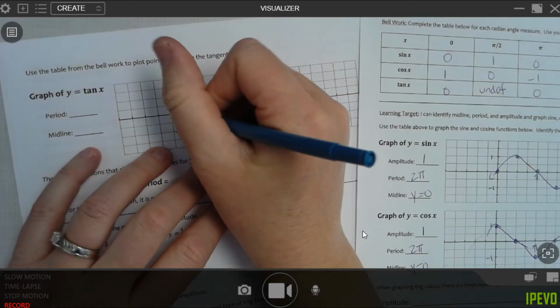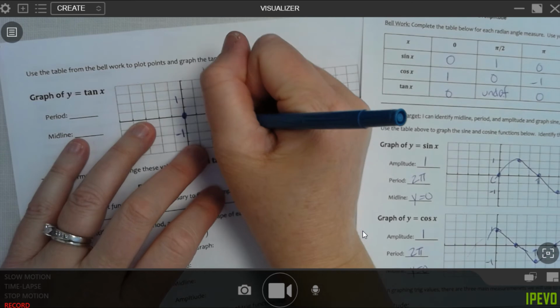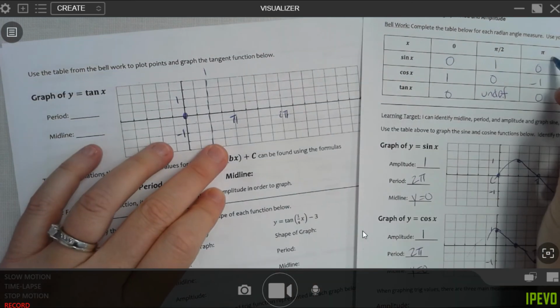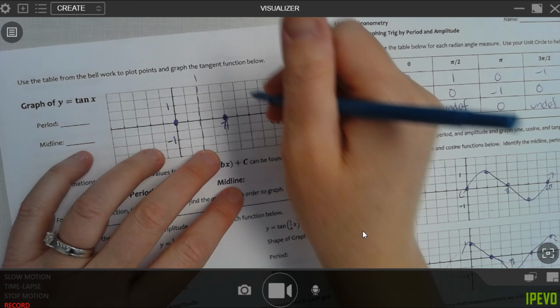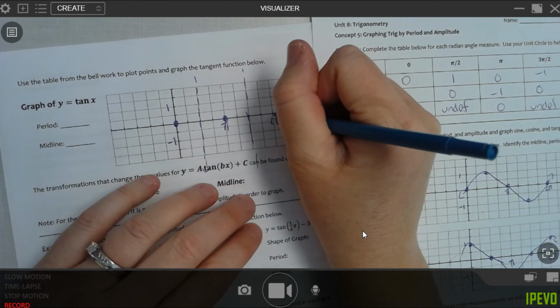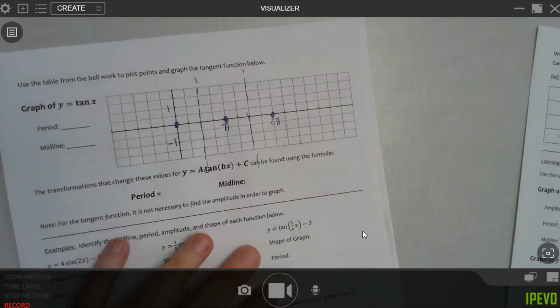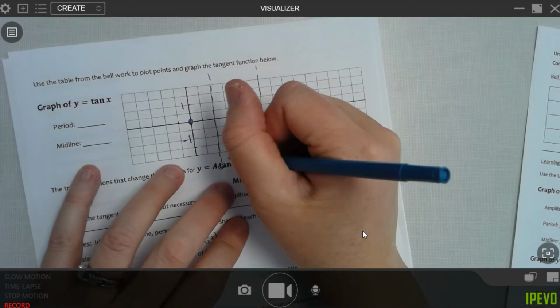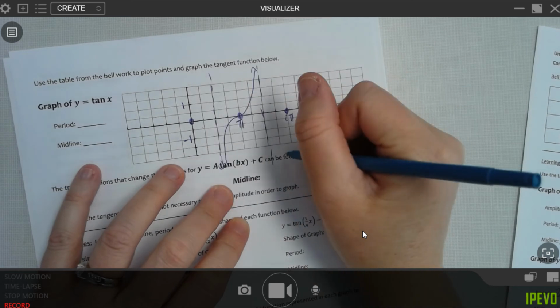So I'm going to put a dot here. It tells me at pi over 2 it's undefined, so it's a dotted line. And then at pi it's 0. At 3 pi over 2 it's undefined. And then at 2 pi it's 0. You could plot more dots on these if you wanted to get your tangent, but your tangent always just looks like this. It looks almost like an x cubed graph following your two dotted lines.